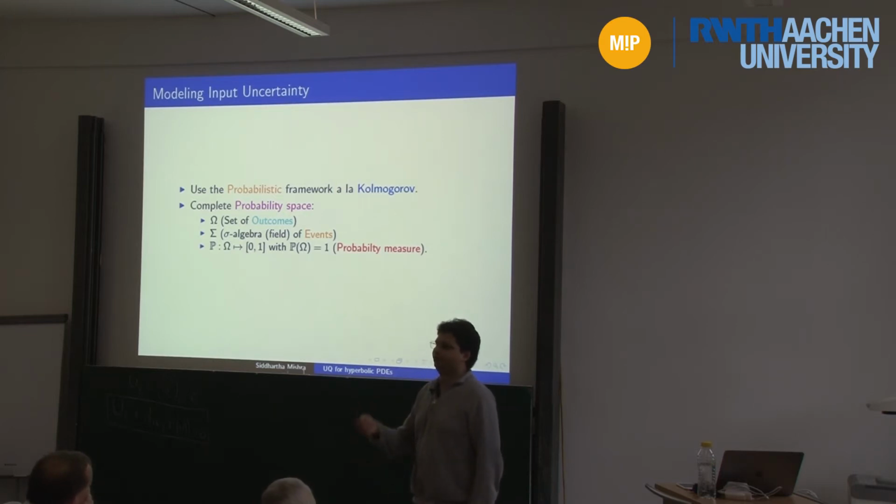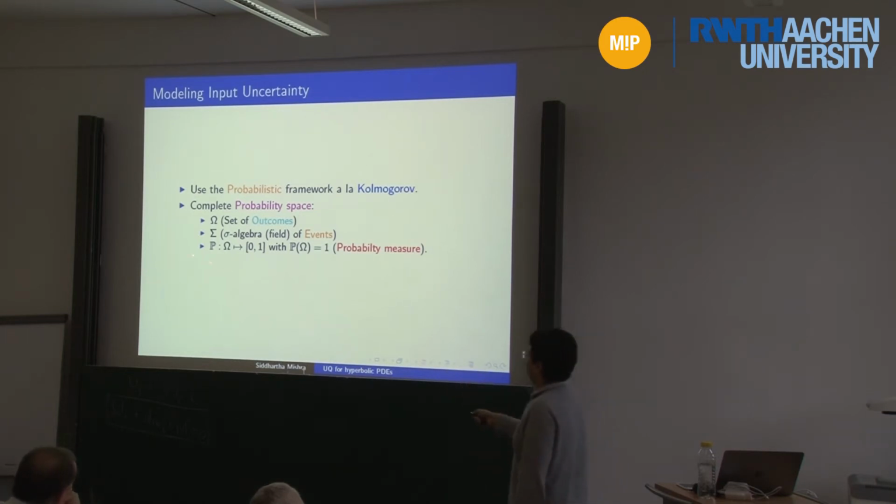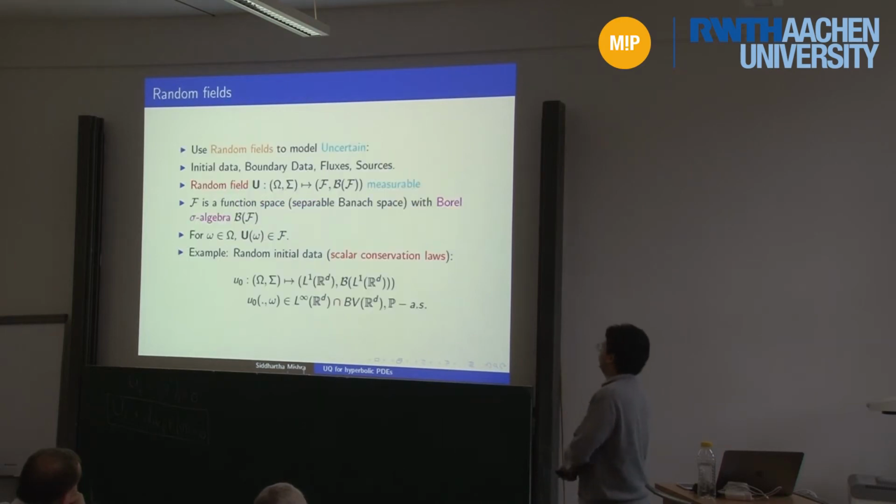Just imagine that you have coin tosses. So in a single coin toss, the two events are head or tail. The sigma here is the null set, head, tail, and the probability tells you half and half, right? This is essentially the thinking behind it.